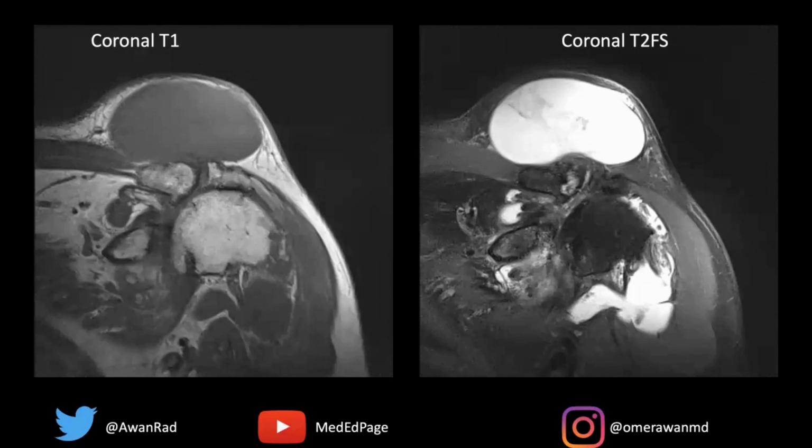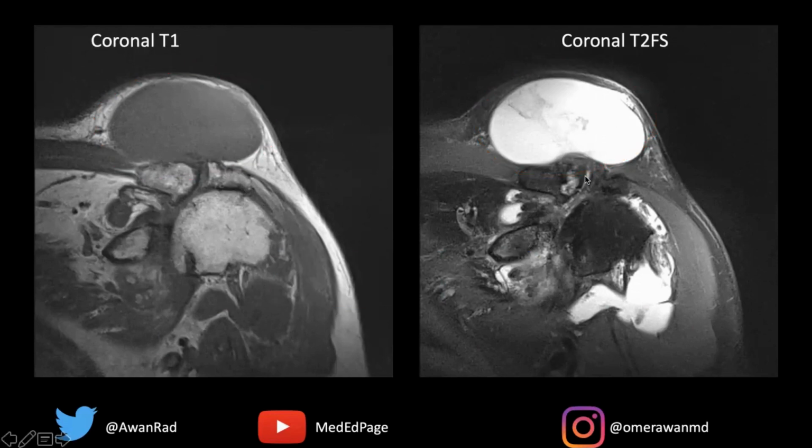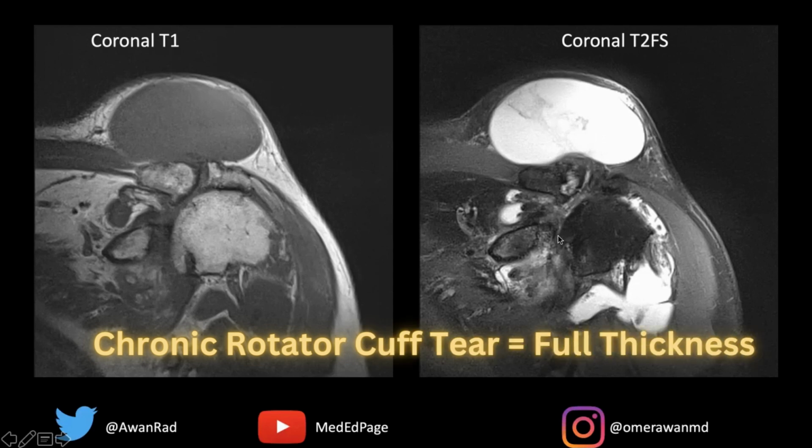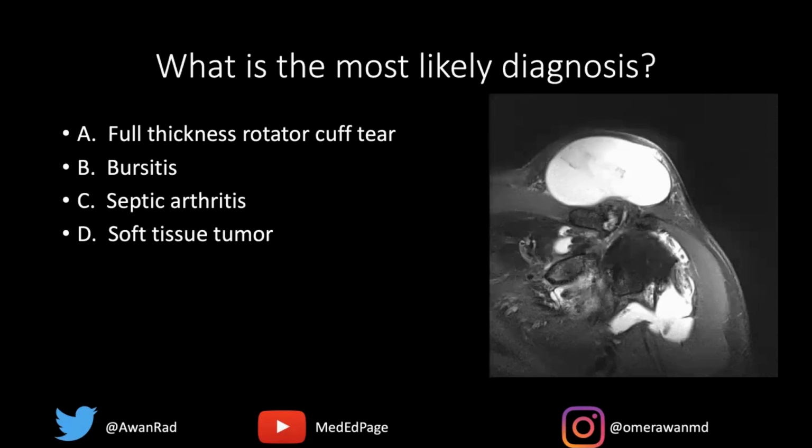Oftentimes when we have a high riding humeral head that has been present for a very long time, that usually indicates rotator cuff tearing. And what we have here is this large fluid collection in the supraclavicular space superior to the acromioclavicular joint. What happens in this case is you get a chronic rotator cuff tear that's a full thickness tear, so that fluid in the subacromial subdeltoid bursa eventually goes through the acromioclavicular joint because a long-standing cuff tear weakens the inferior acromioclavicular joint capsule, rupturing it, and then fluid erupts into the supraclavicular space. So this is a nice example of sequela of a full thickness rotator cuff tear.